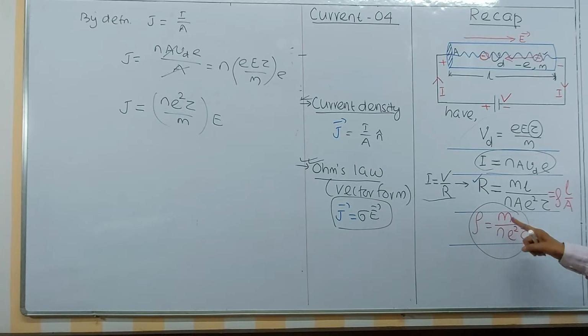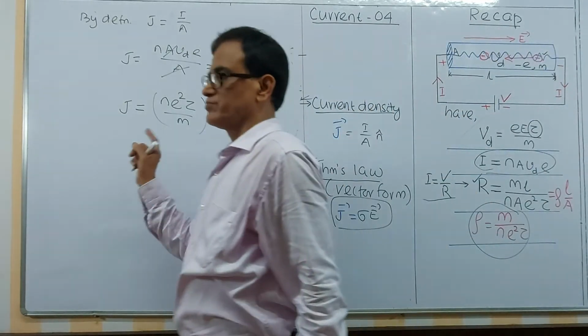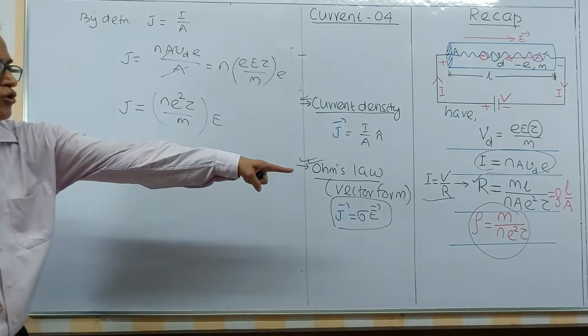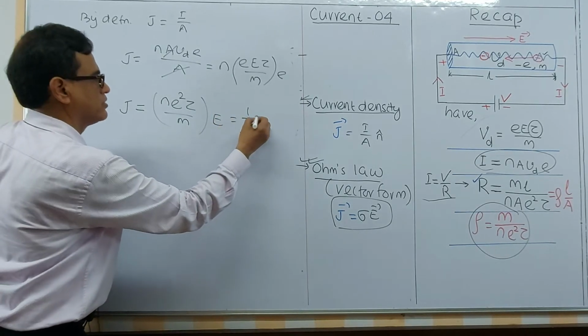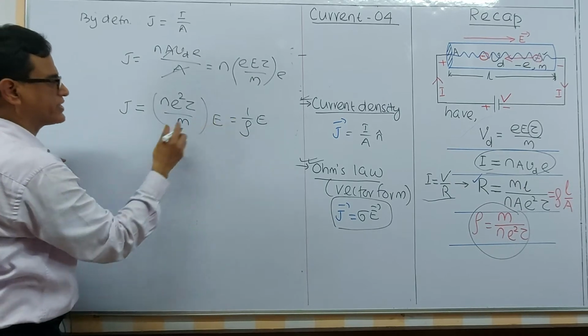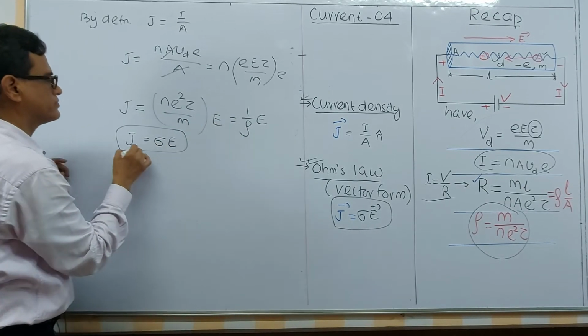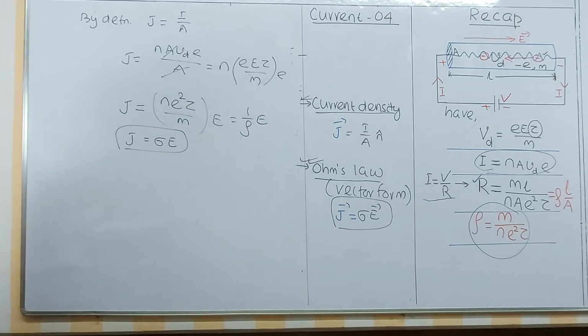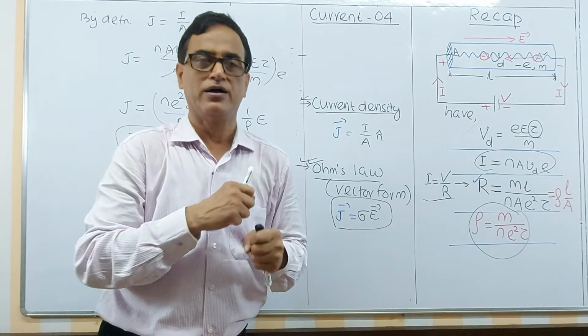Rho is equal to M divided by N E square tau. Is it not 1 by rho? The reciprocal of resistivity is conductivity. So this is the relation. The reciprocal of resistivity is conductivity sigma.